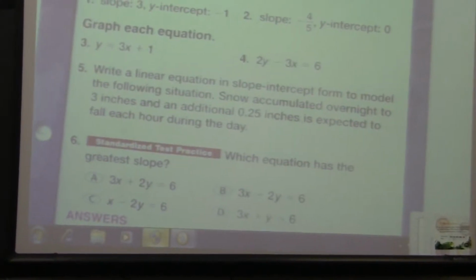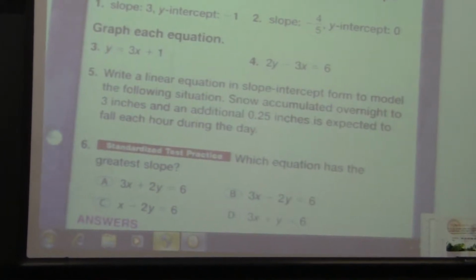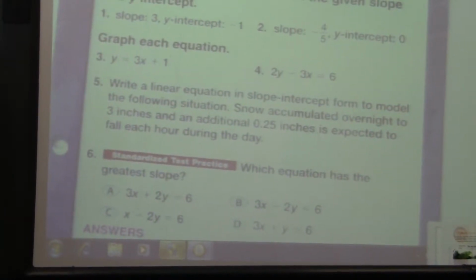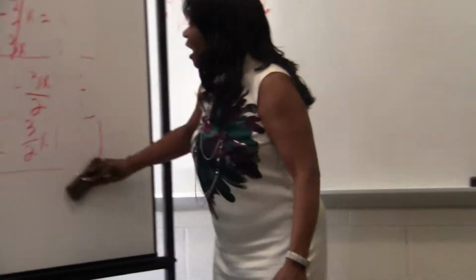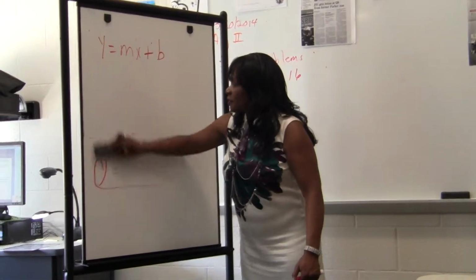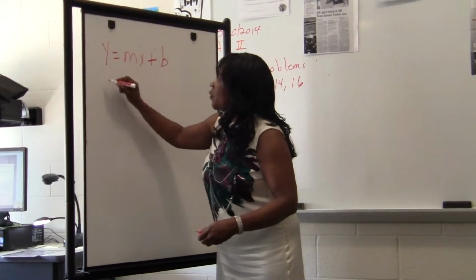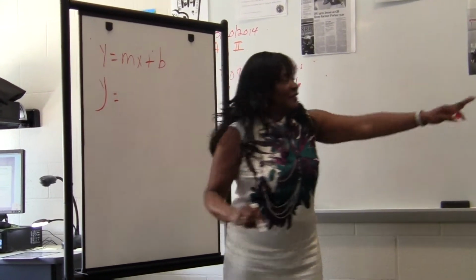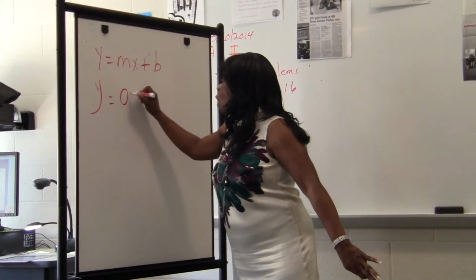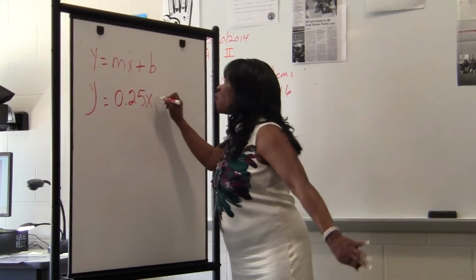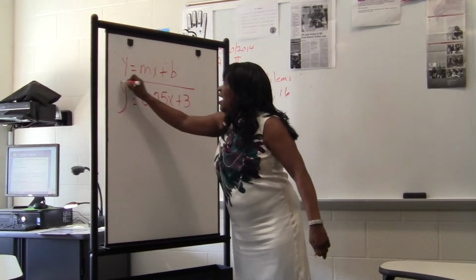during the day. Okay, now, the only equation they're talking about writing is in slope-intercept form, which is y is equal to what? I'm listening. y is equal to mx plus b. And let's break it all the way down. I know my y has to go here. My slope is going to be what? 0.25. There you go, Mr. Cruz. 0.25x. And what is my y-intercept? 3. That's all they're asking you to do.